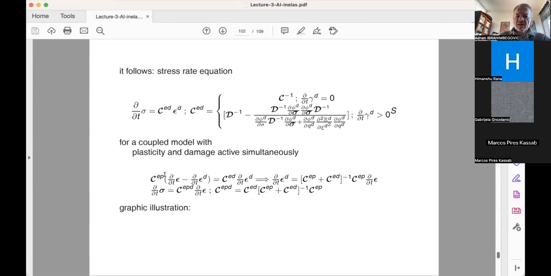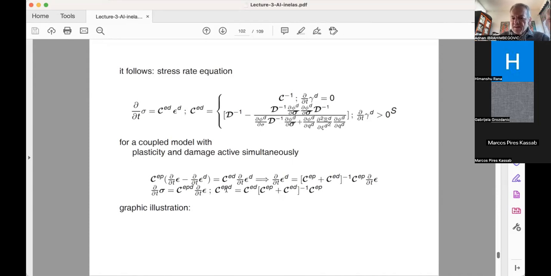So basically, you have a stress rate equation for plasticity, which says that C elastoplastic times (ε dot minus ε damage dot) should match C elastic damage times ε damage dot. From this one, I can compute that ε damage dot can be obtained as (C elastoplastic plus C elastic damage) to the minus 1 times C elastoplastic times ε dot. All said and done, I take this and plug it back into either one of these equations. I obtain that σ dot is equal to C elastoplastic damage, the tangent modulus that takes into account both plasticity and damage, multiplied by the total strain ε dot.